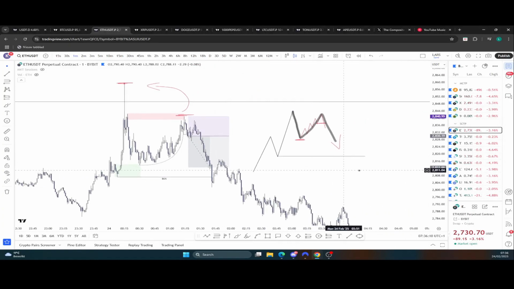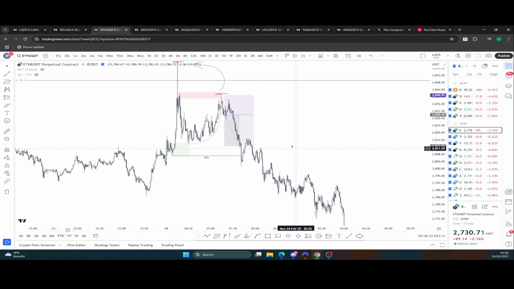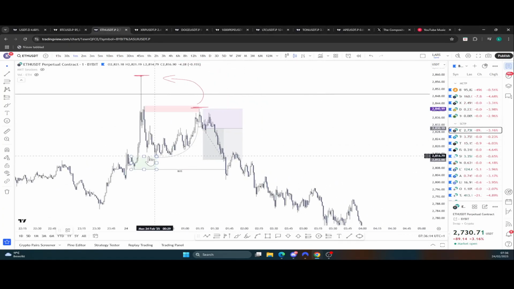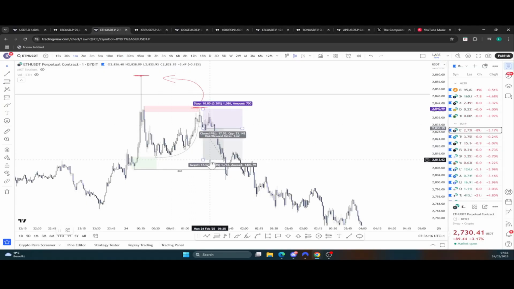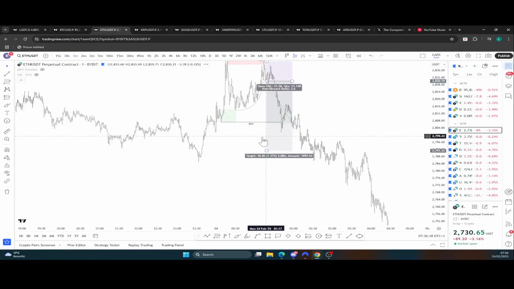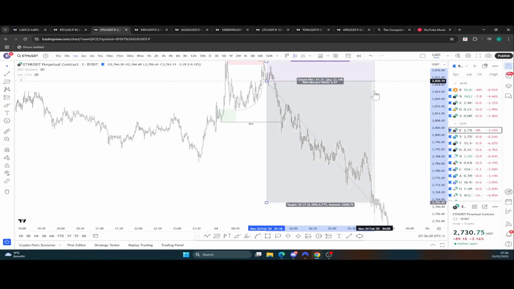And then that's the proper entry. Okay, that's the proper entry, especially with this sell side liquidity curve. That's just like the cherry on top. And that's when you're gonna have a proper entry, okay?